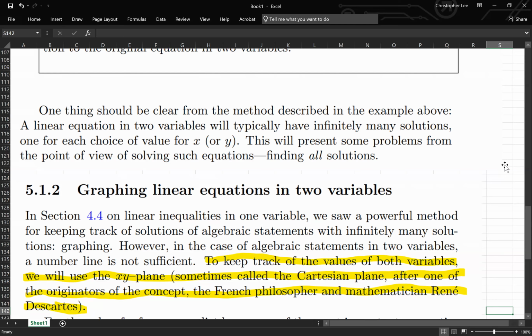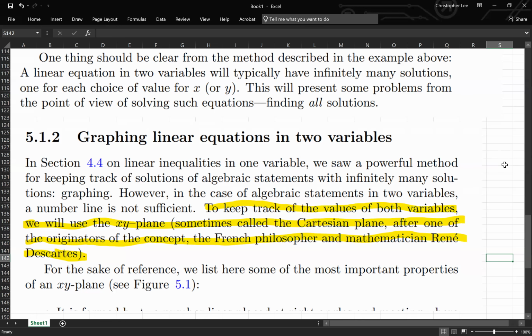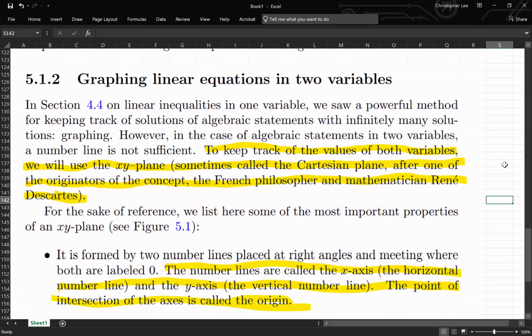However, in the case of algebraic statements in two variables, a number line is not sufficient. To keep track of the values of both variables, we use the XY plane, sometimes called the Cartesian plane, after one of the originators of the concept, the French philosopher and mathematician Rene Descartes. Look him up. Y'all might actually like his story, especially if y'all are into religion and all that. This dude is a big contributor to religion.